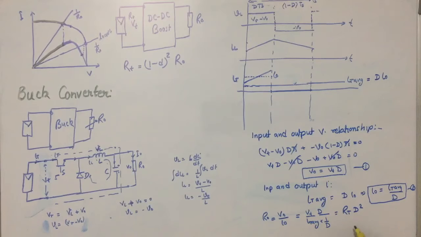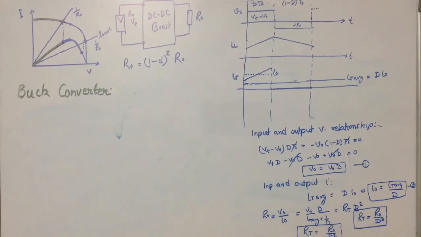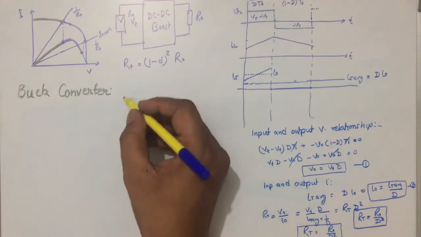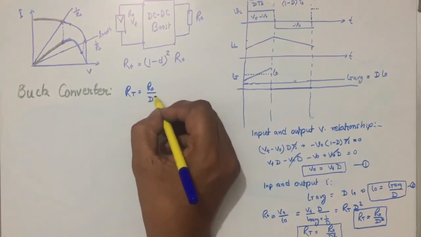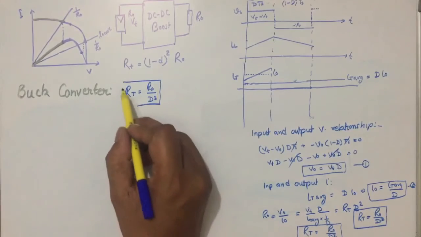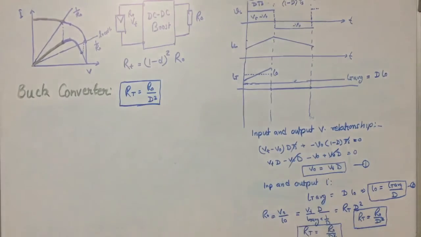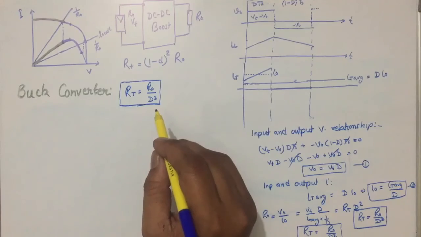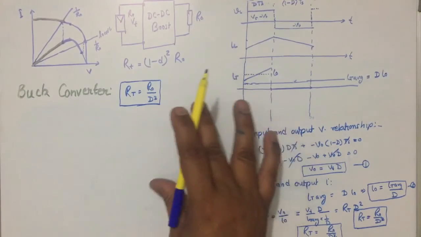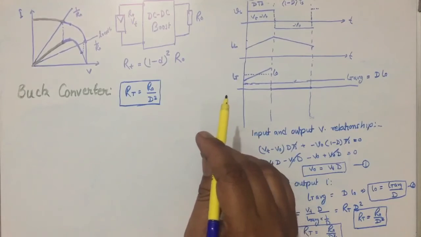So we have a relationship from here between RT and R naught. So we can write RT is equal to R naught divided by d square. Now from the relationship that we have, RT is equal to R naught divided by d square. This is the relationship that we can have from here. So d is the control input to get the maximum power point. So let us see how it is possible to get the maximum power point in this case.